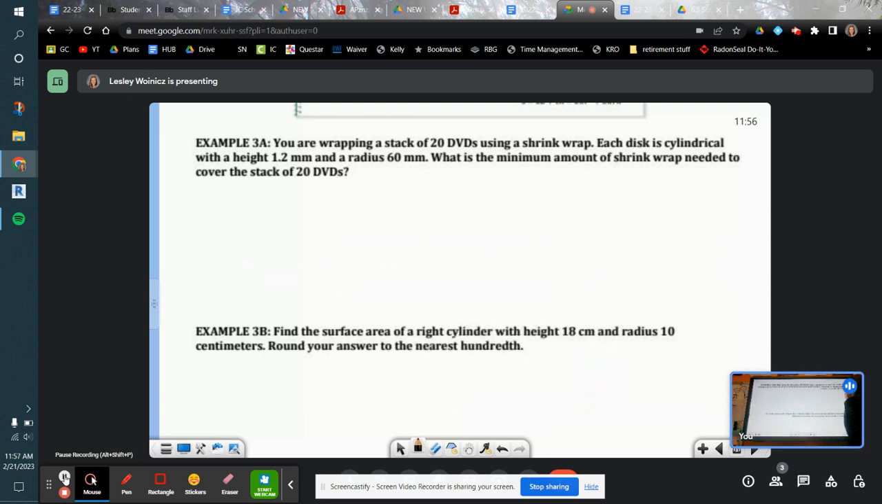All right, you are wrapping a stack of 20 DVDs using shrink wrap. Each disc is cylindrical with a height of 1.2 millimeters and a radius of 60 millimeters. What is the minimum amount of shrink wrap needed to cover the stack of 20 DVDs? All right, so let's draw a picture.